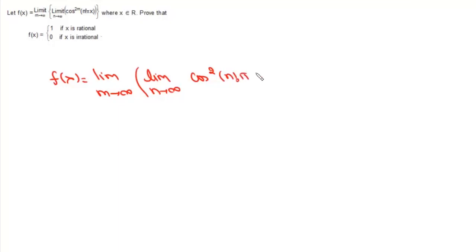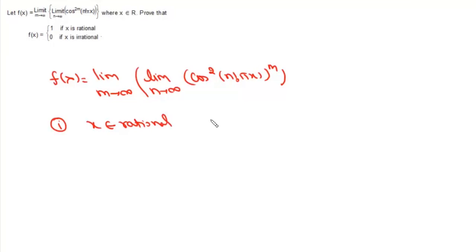Now here the question is, we are given this function f(x), and it is limit m tends to infinity, limit n tends to infinity, cos to the power 2m of (factorial n pi x). So we have actually rearranged it. Now we are taking two cases. Case 1, if x is rational.